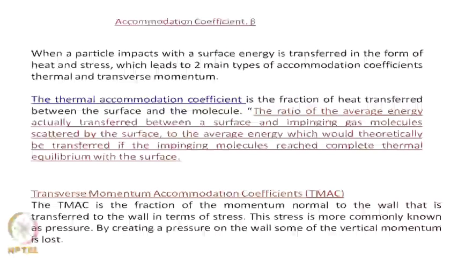equilibrium with the surface. Now, what happens here is that the molecule comes and hits the surface and reflects back into the bulk. If this is a continuum case, then the molecule should stay here for a sufficient amount of time to reach complete thermal equilibrium, and then get reflected back. But due to the rarefied condition, it comes and then immediately goes back. So, it cannot take the total quantity of momentum or total quantity of energy.